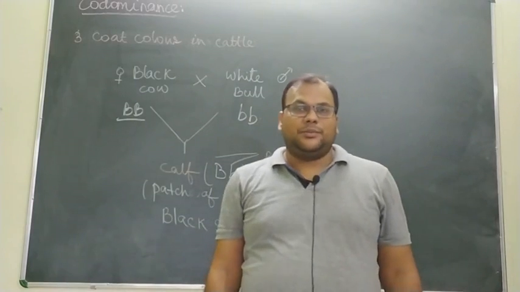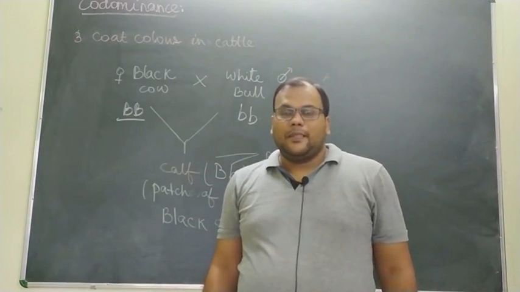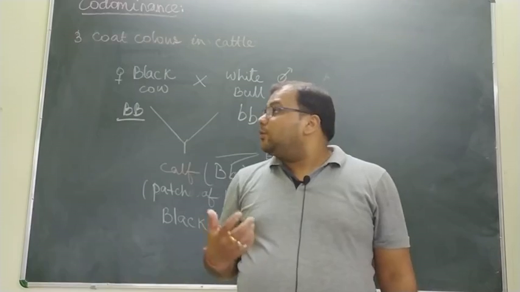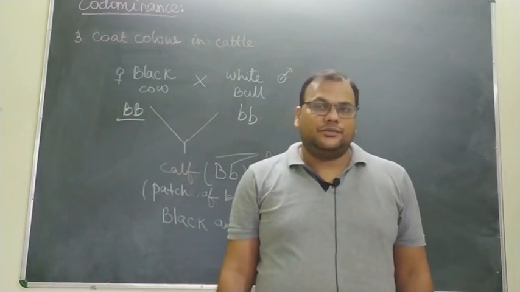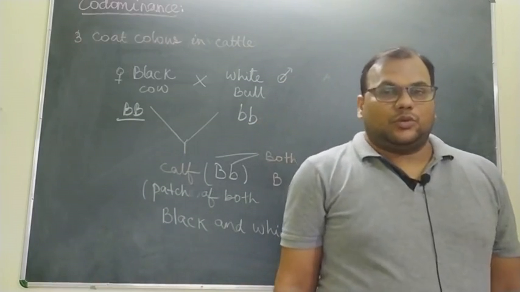So co-dominance में हमें three important examples थे, blood group, starch grain size in wheat, and coat color in cattle. These are examples of co-dominance.